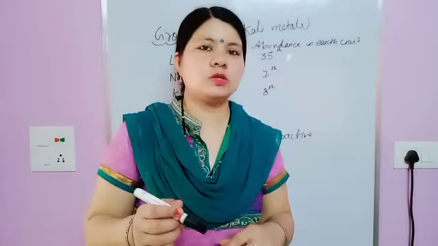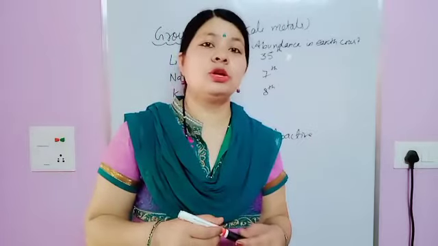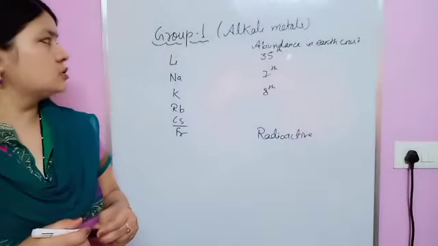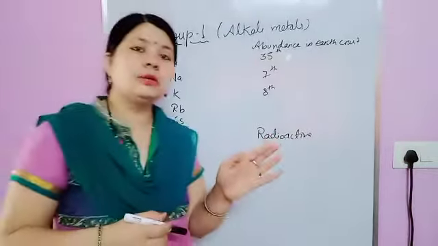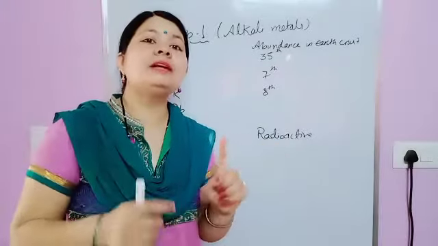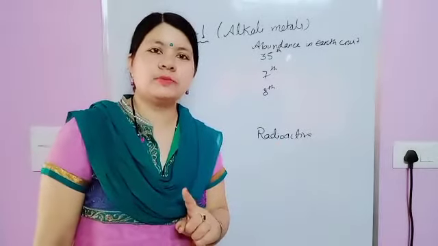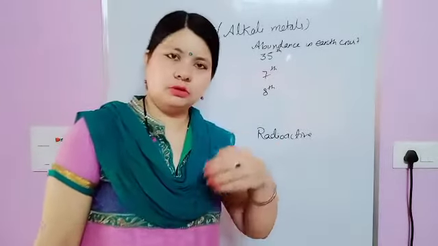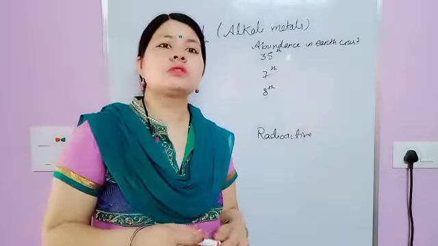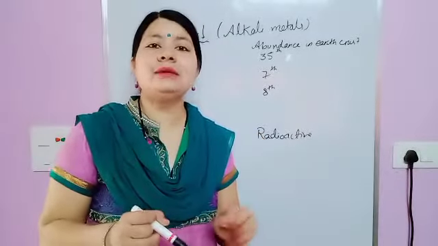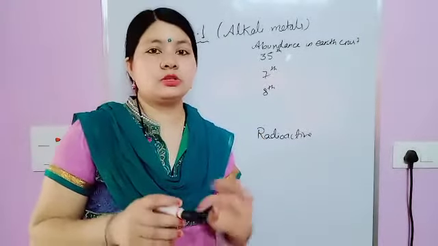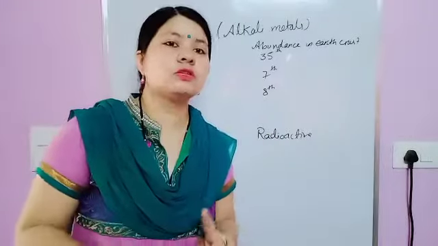Second one is oxygen in the earth crust. Now in case of this one, aluminium is the most abundant metal in the earth crust. And in case of normal element, oxygen is the most abundant element in the earth crust. And you know oxygen is a non-metal.